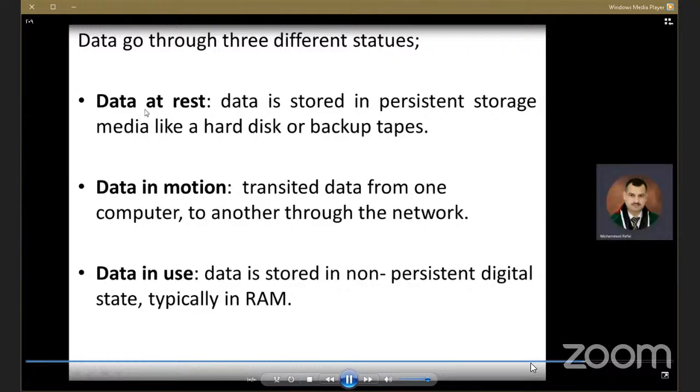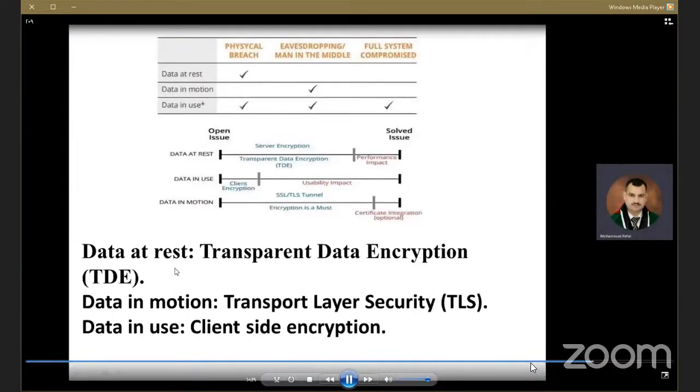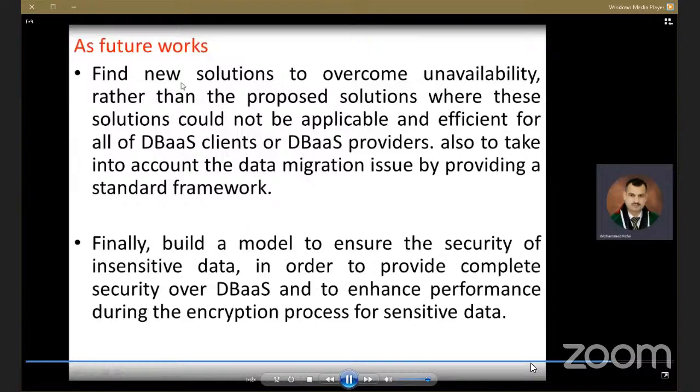Data goes through three different states: data at rest, data in motion, and data in use. The solution for data at rest is transparent data encryption, for data in motion it is transport layer security, and for data in use it is client side encryption. The details for these solutions and for the graph are found in the paper.